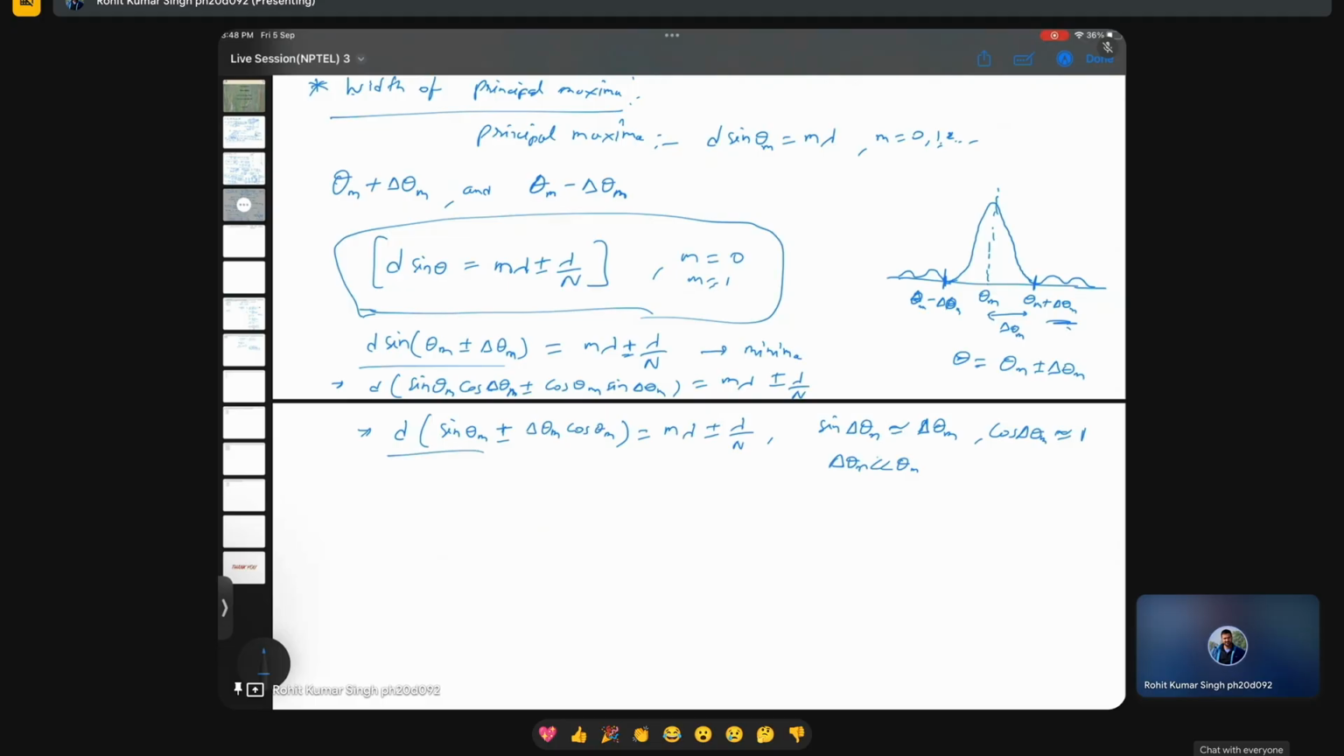Now you see this is equal to this, right? So it cancels out, and what you are left with is Δθm is equal to λ/(nd cos θm). So this is the angular width of these principal maxima, right? This width you have calculated basically. 2 times of this will be the total width of this maximum.